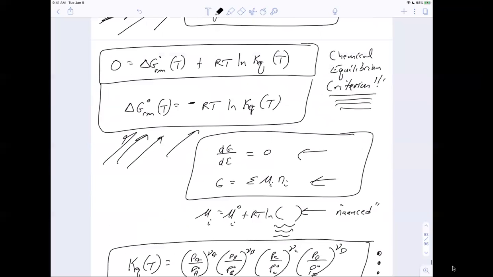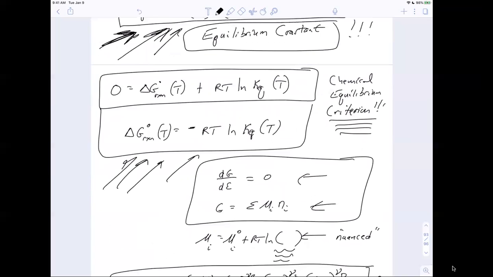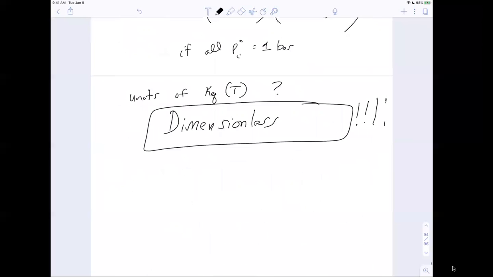That's a great answer, Khalil. The other way someone could have answered is that we have delta G naught of reaction at T equal to minus RT natural log K equilibrium of T. You can't take the natural log of something with units. You cannot take the log of something with units. Mathematicians do not allow it. So whatever you're taking the natural log of has to have no units. So K equilibrium is unitless.